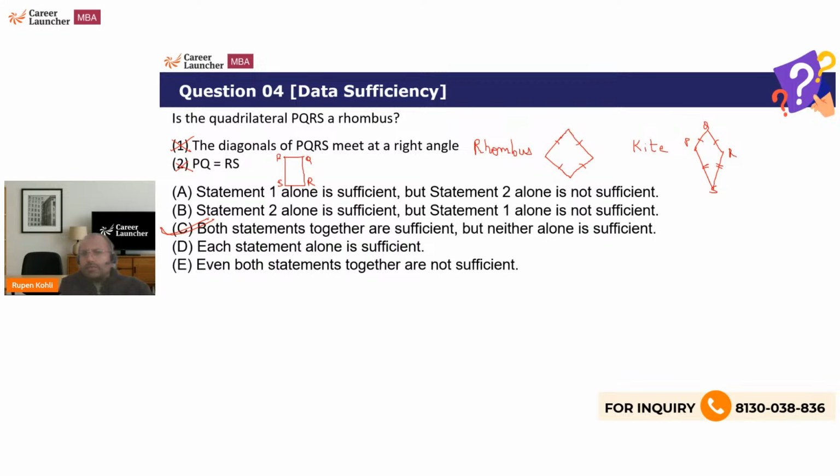Right, so a classic question where each statement alone was not sufficient, then you combine and conclude that after combining both the statements, both the conditions finally help us conclude it must be a rhombus.